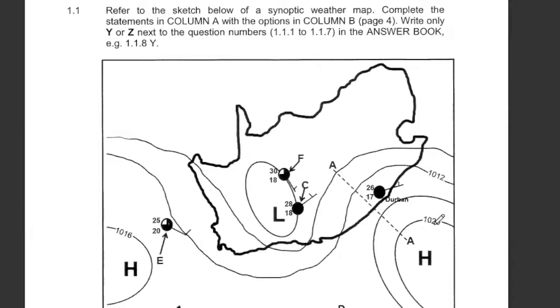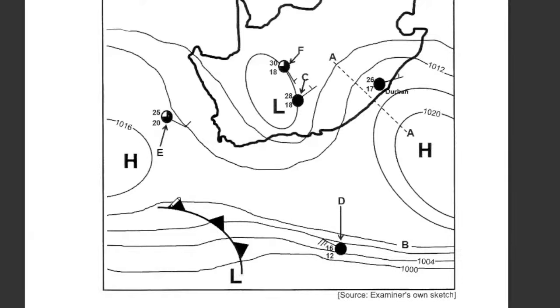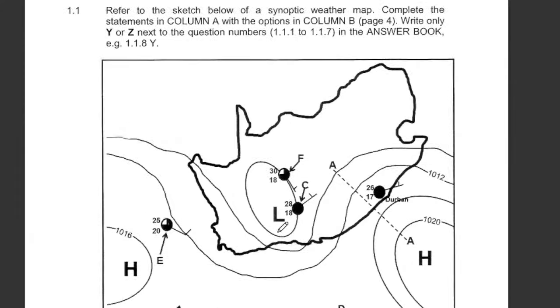This is the South Indian high pressure. Okay. And when you look at their positioning, they're a bit far away from the coast. And even the cold front is also a bit far away from the coast. So when you look at the questions, they say refer to the sketch below, synoptic weather map. Complete the statements in column A with the option in column B, page 4. Write only Y or Z next to the question numbers.